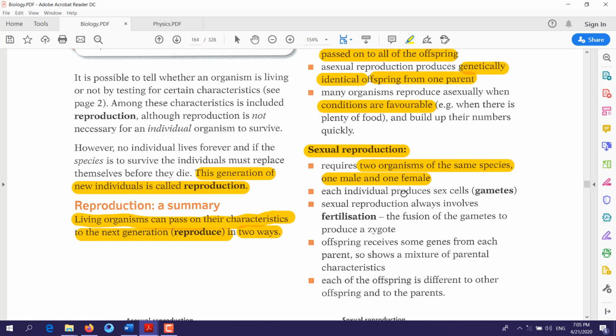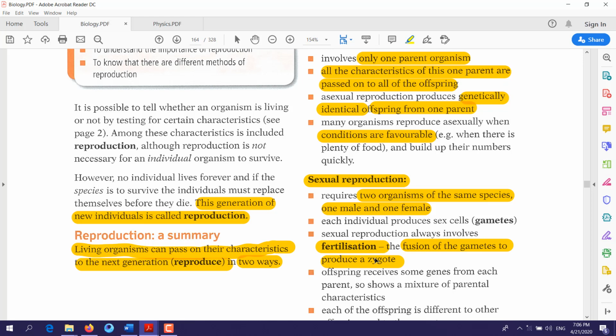Then each individual produces gametes, or sex cells. The male will produce male gametes and the female will produce female gametes. Now, because we have male and female gametes, what will happen to these two gametes? They will fuse, they will join each other. When they join each other, this process we call fertilization. Fertilization is the fusion of the gametes to produce a zygote. Or in other words, fertilization is a process in which the male and female gametes join or fuse with each other.